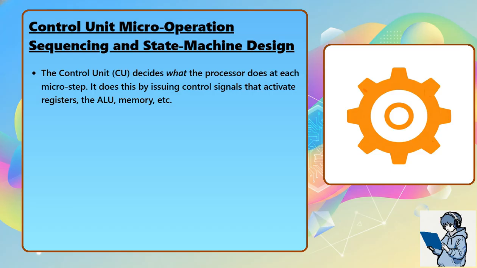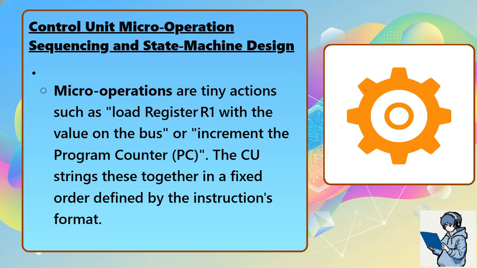It does this by issuing control signals that activate registers, the ALU, memory, etc. Micro operations are tiny actions such as load register R1 with the value on the bus, or increment the program counter, PC. The CU strings these together in a fixed order defined by the instruction format.